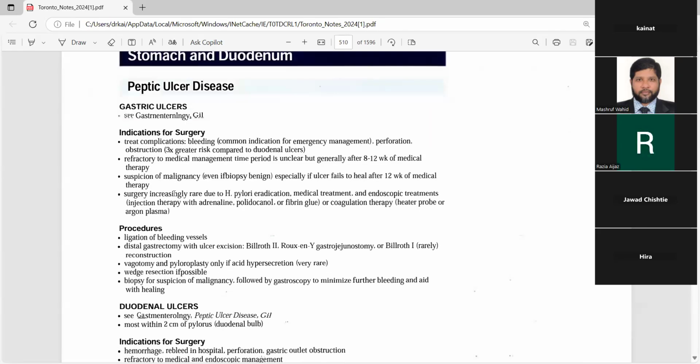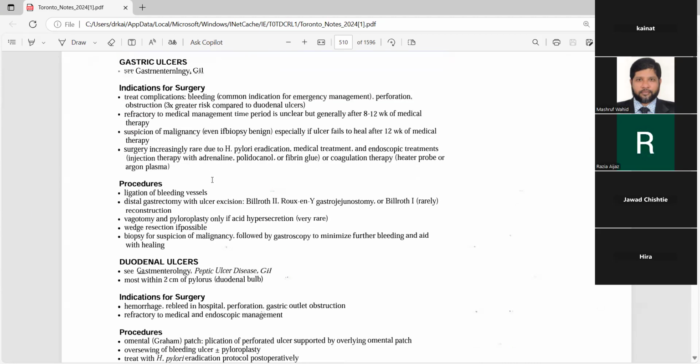Okay, peptic ulcer disease, it's very, very important. It's mainly written in gastroenterology, and we'll definitely do it from there. Here, it's mainly how you are going to approach the case as a surgeon. So it's not our thing.